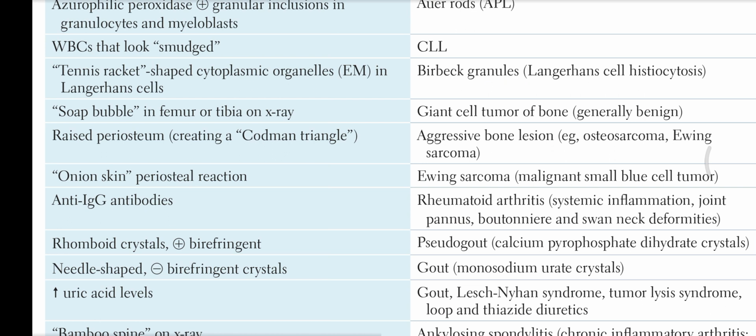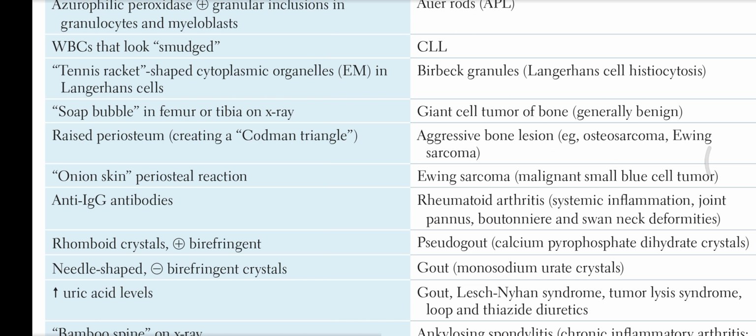Soap bubble appearance on femur or tibia on X-ray is giant cell tumor of bone, which is generally benign.